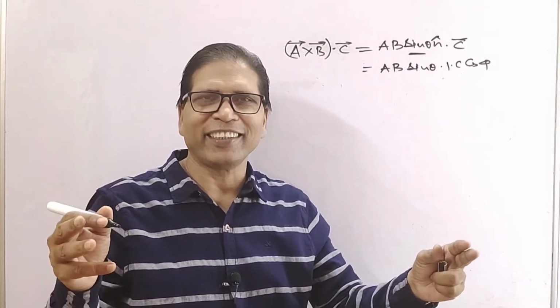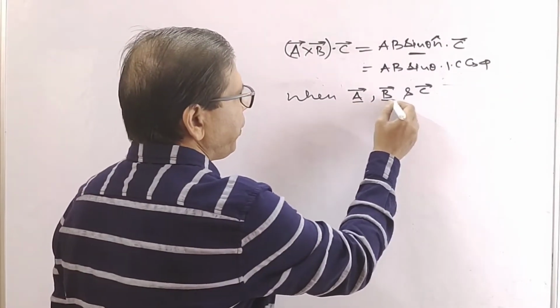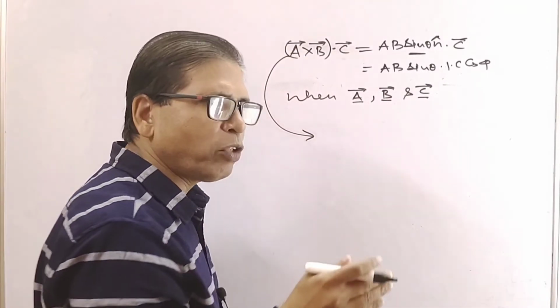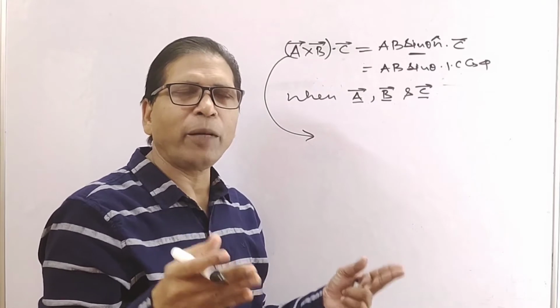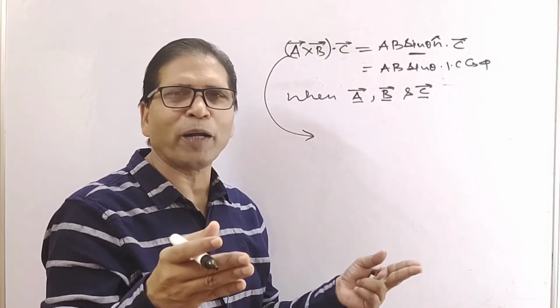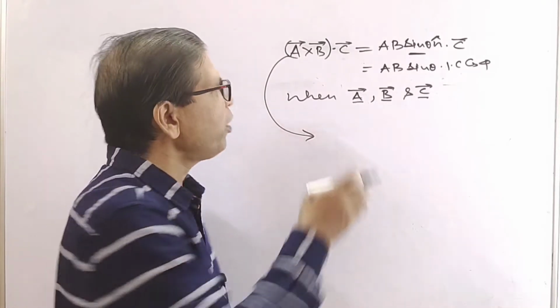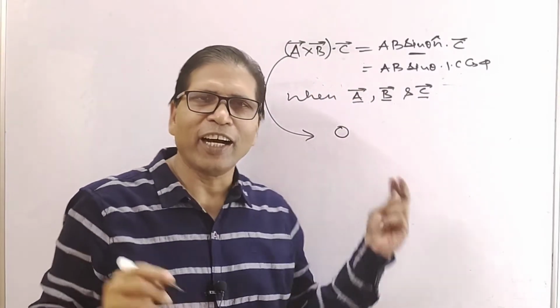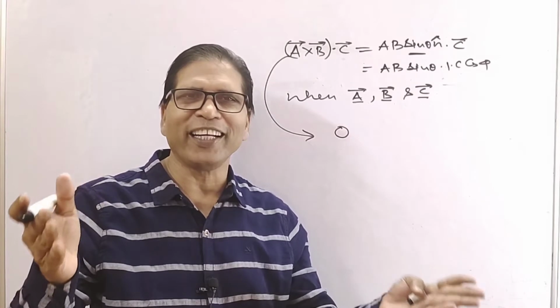Now special cases. Look at this, when A vector, B vector and C vector are coplanar, A cross B is normal to the plane containing A and B. Therefore A cross B is also perpendicular to C. Therefore A cross B dot C equals 0. This is known as the condition of coplanarity.